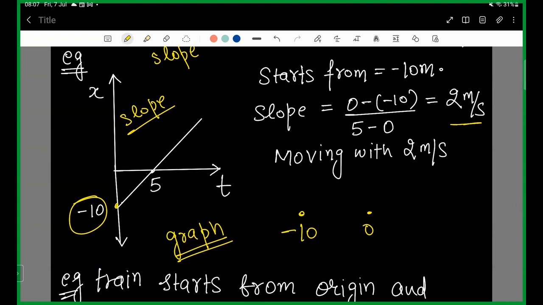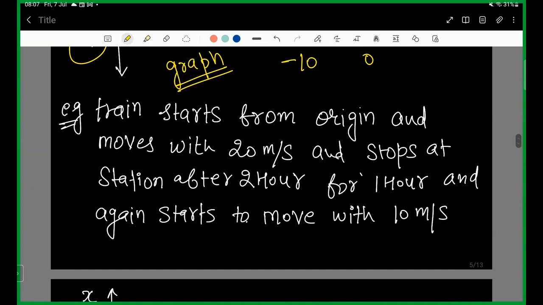It means your object starts from -10 and moves with a speed of 2 meters per second. This is what your graph is. Since the slope is 2, your speed is 2. So you start from -10 and move with a speed of 2 meters per second, and you will keep on moving. This is your graph. Okay. This is how you can take out information from a graph. Next part is also very interesting.